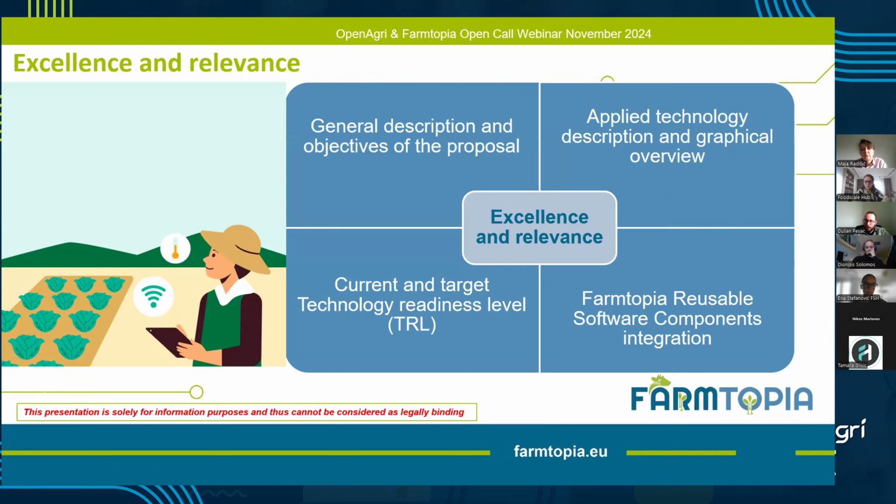What I forgot to say is that in order to be eligible for the Farmtopia Open Call, your solution needs to be at least at technology readiness level 6, and you can find out more about this in our Open Call documentation kit. And a very important part here is that you demonstrate the Farmtopia reusable software components that you have used, as well as their means of integration. And if you are using more than one service, this will be considered as an advantage.